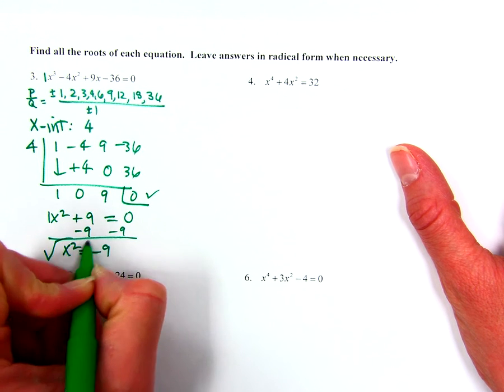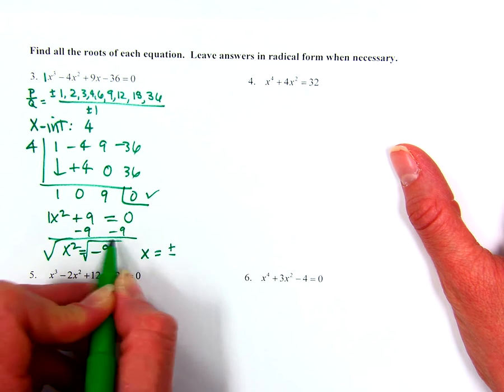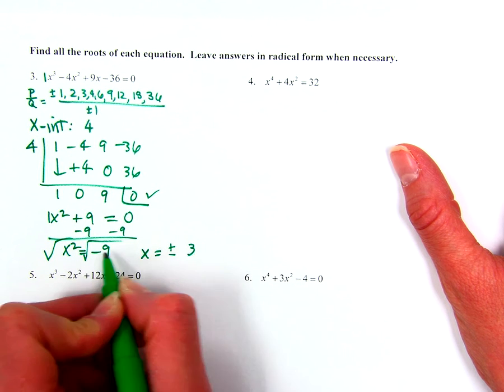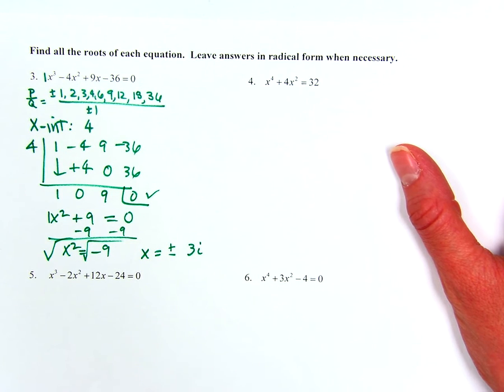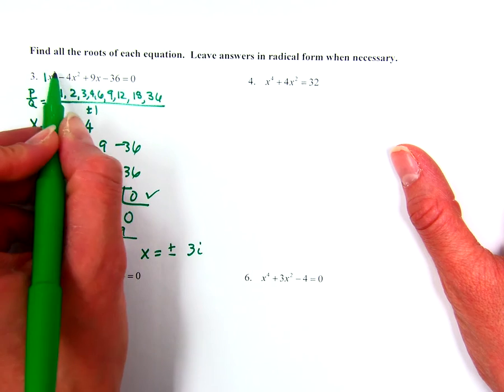And to undo a square, I take the square root. So I get plus or minus. It would be 3, but since it's negative 9, it's 3i. Right, so my number of solutions I should have is 3.